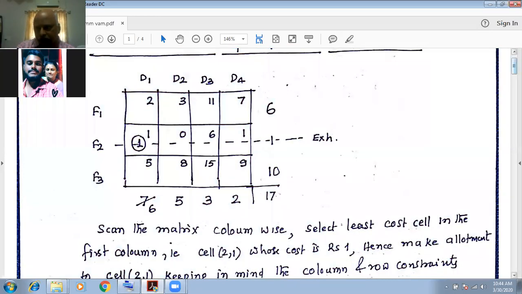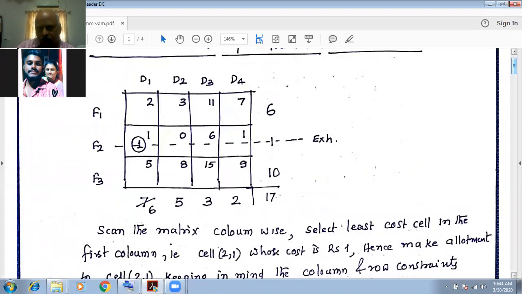So this is the matrix we have. See here. So look into the first column. We have to make the allotment for the first column. That is, first column means it is the first showroom from different factories. In the first column, you try to find out the least cost cell. That is least transportation cost.